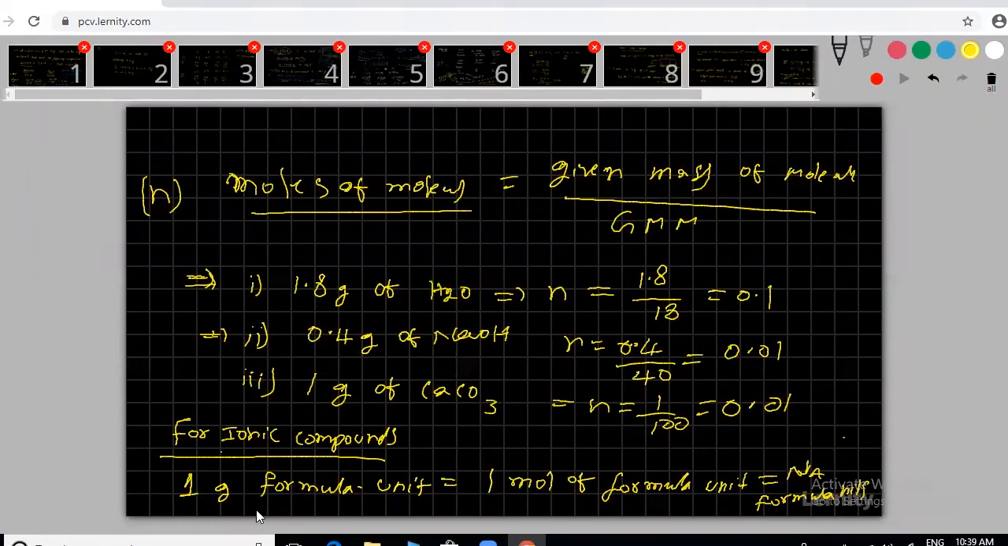Next point, you can write gram formula mass equals the mass of Avogadro number of NA formula units.